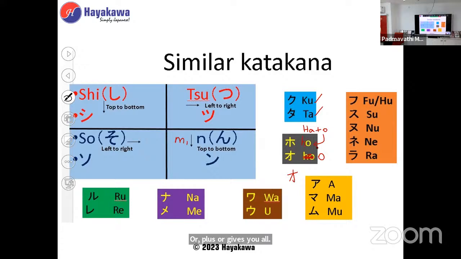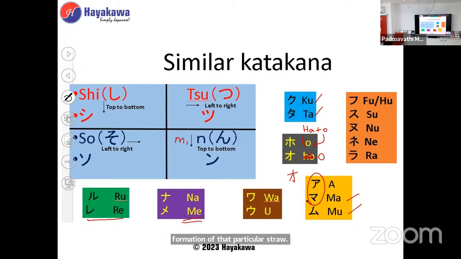Ru and re, similar, right? Next, na and me, very similar, but there's a difference. We must see what it is. Wa and u. Similarly, ma and mu: you connect ma with a, and then you get the correct formation of that particular stroke.